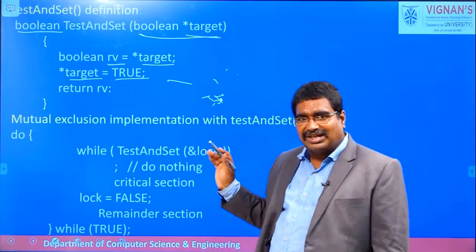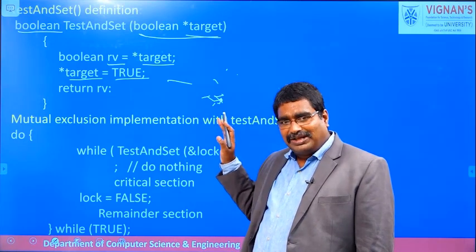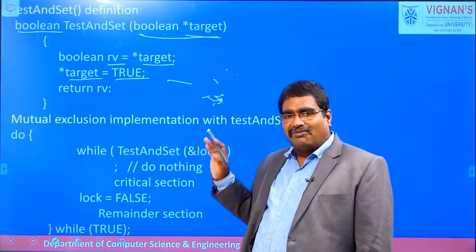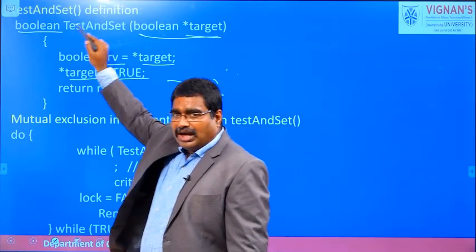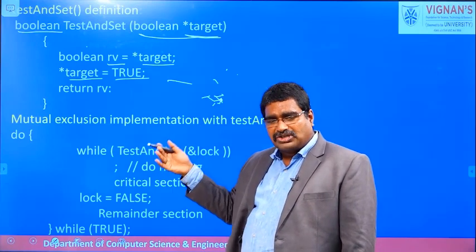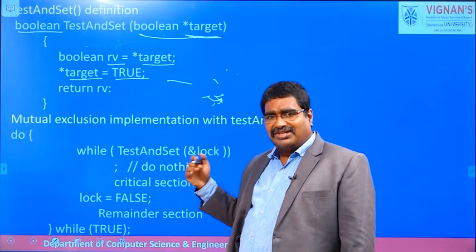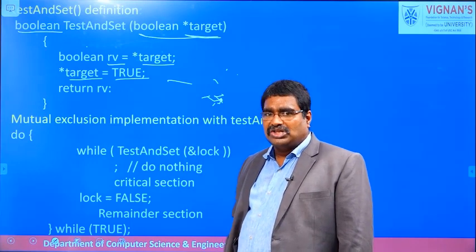I hope you understand that test and set is one of the user defined functions. It is a Boolean function because it returns a Boolean value and it also takes a Boolean parameter. The parameter value we pass to test and set is returned by the function, and that parameter value is changed to true.